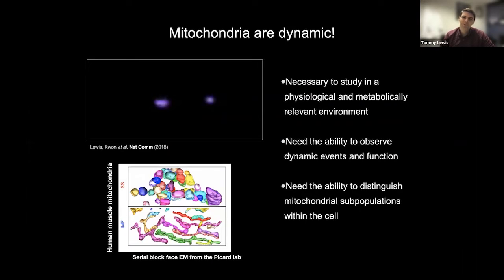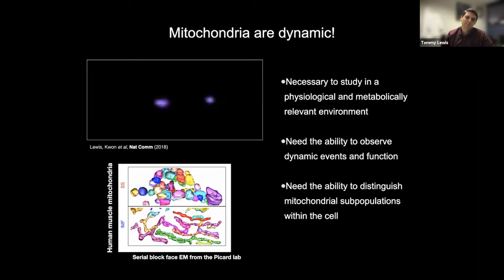But this creates some challenges when we want to study these dynamic organelles. And so when we look at this, we think of three main challenges that we face. The first is that it is necessary to study these mitochondria in a physiological and metabolically relevant environment. And this is because they, of course, respond to what they sense in the environment and change their functional output. So if we're studying them in a non-physiological environment, probably they're going to reveal to us functions that might not be relevant in an actual physiological environment.